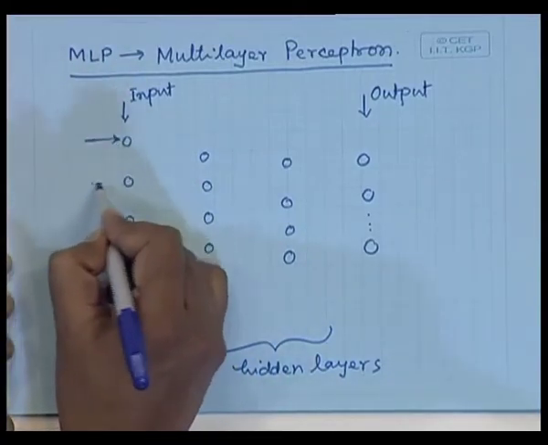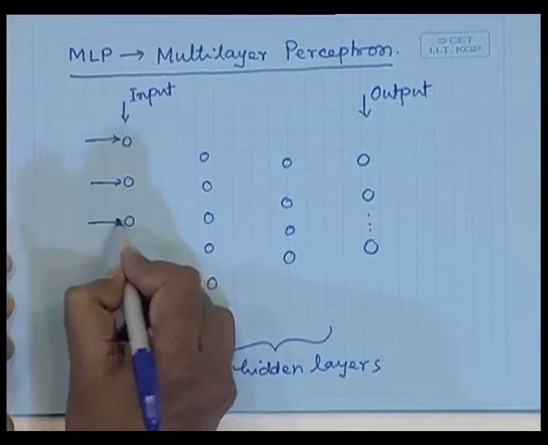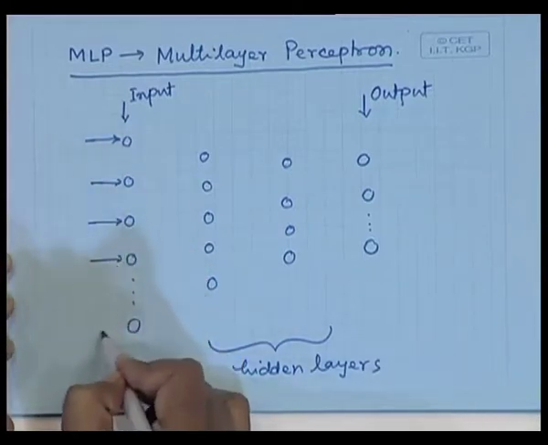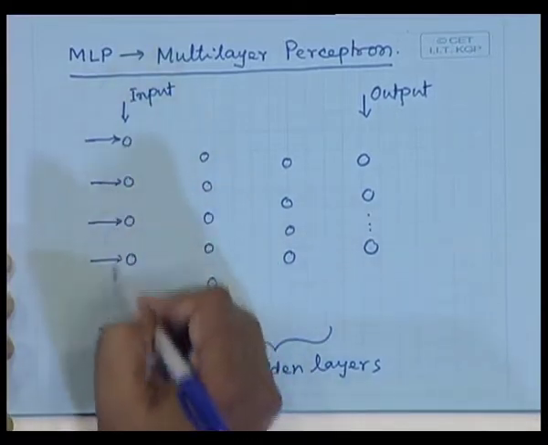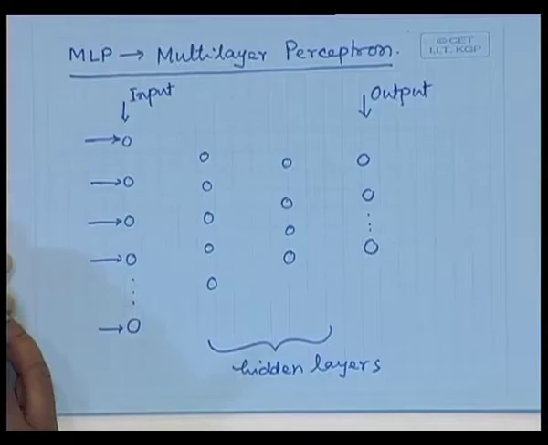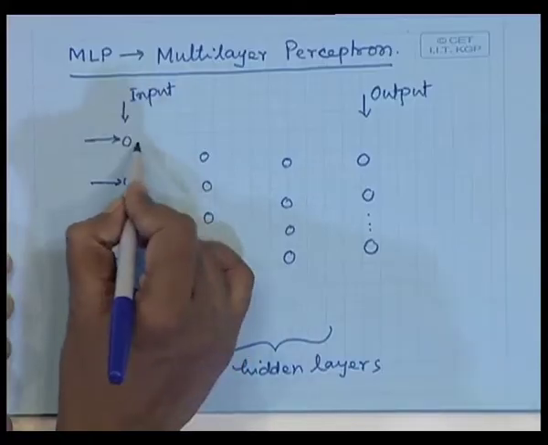So, as before, the outputs from the kth layer go to the inputs of the k plus first layer, and the output of every neuron in the kth layer is connected to the input of every neuron in the k plus first layer. So, I put it like this.